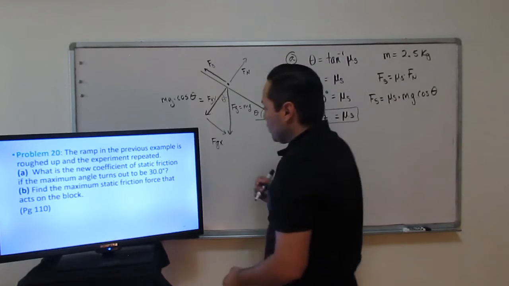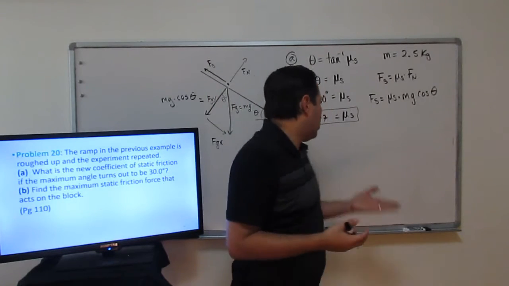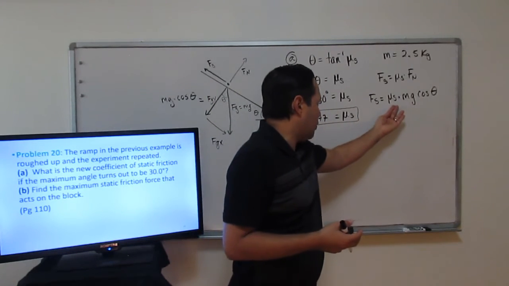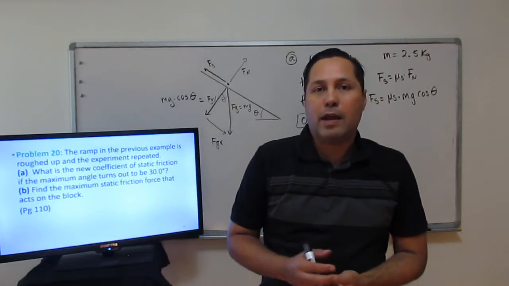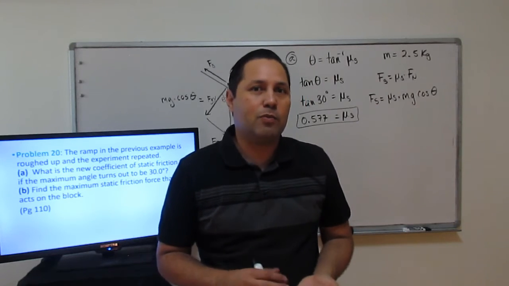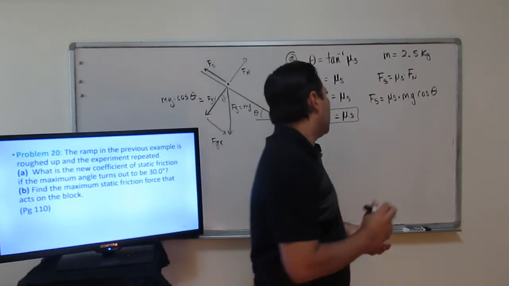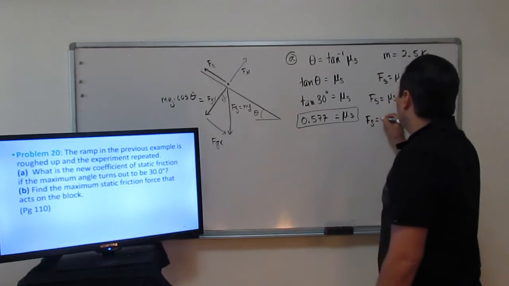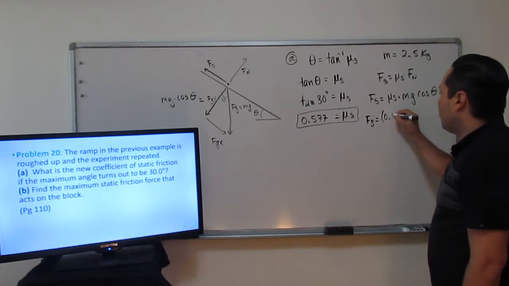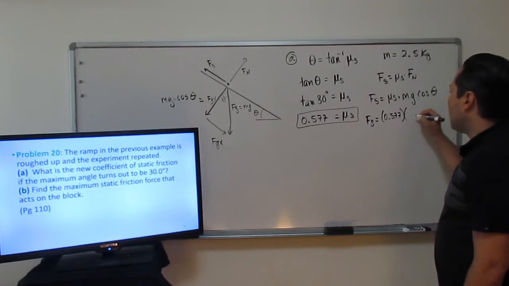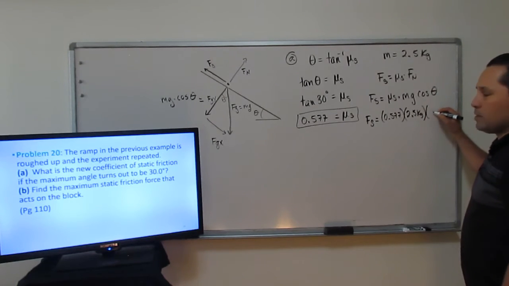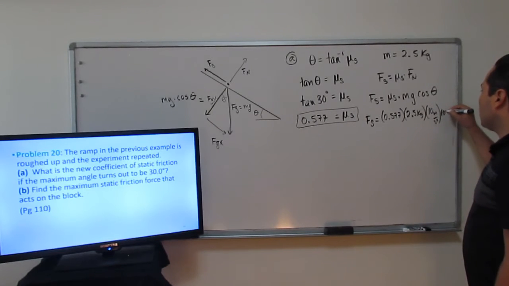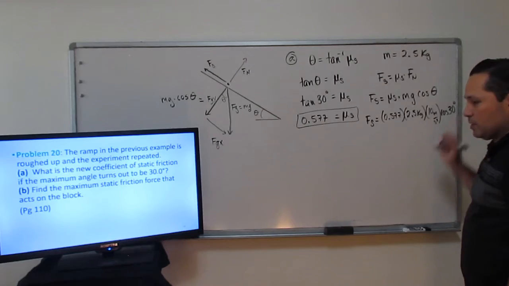They gave us the angle, which is now 30 degrees, and we just solved for the coefficient. That's going to go right there. We know the mass, and gravity, we're assuming we're on planet Earth, so it's 9.8 meters per second squared, but to make our life easier, we usually use 10 meters per second squared. So let's plug in the values: 0.577, mass 2.5 kilograms, gravity 10 meters per second squared, and cosine of 30 degrees.